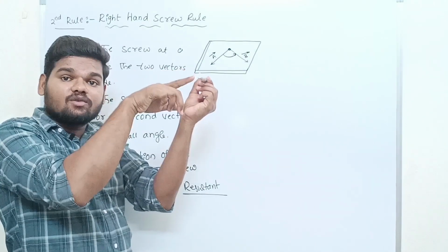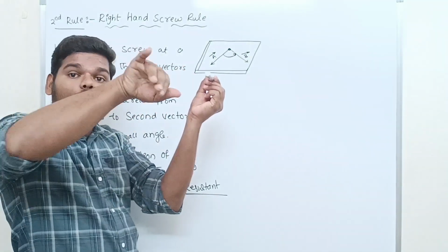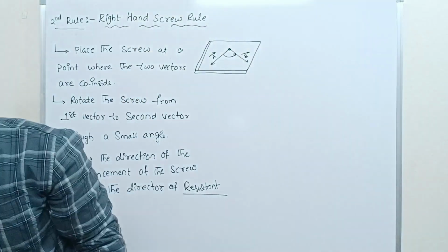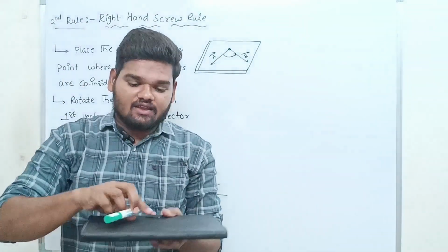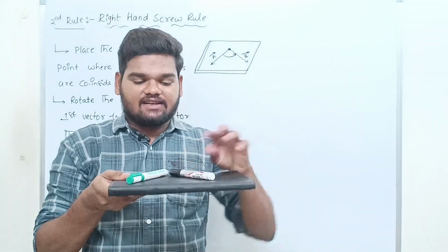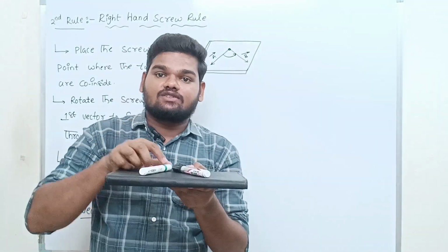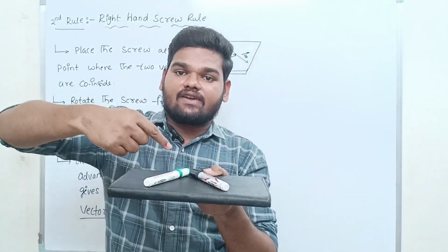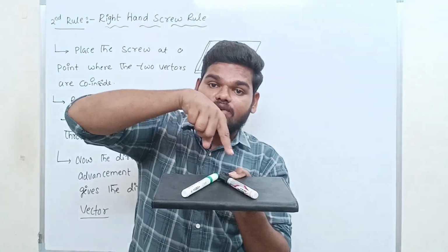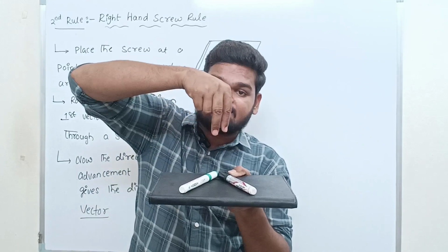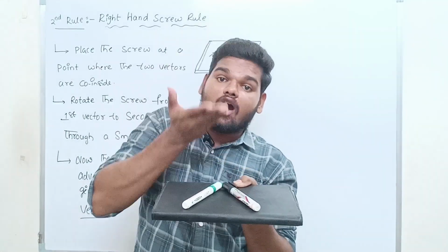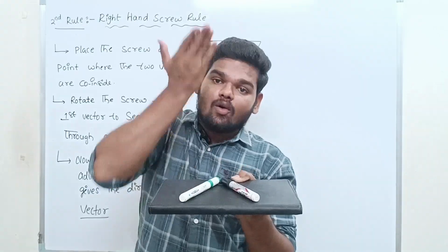Have a look. The screw is advancing outward from the plane of the board. So this is a plane, and here we have the two vectors. This is the A bar vector and this is the B bar vector. Rotate the screw from A bar to B bar vector through a small angle. I am rotating the screw, so what happened? The screw is advancing outward from the plane.